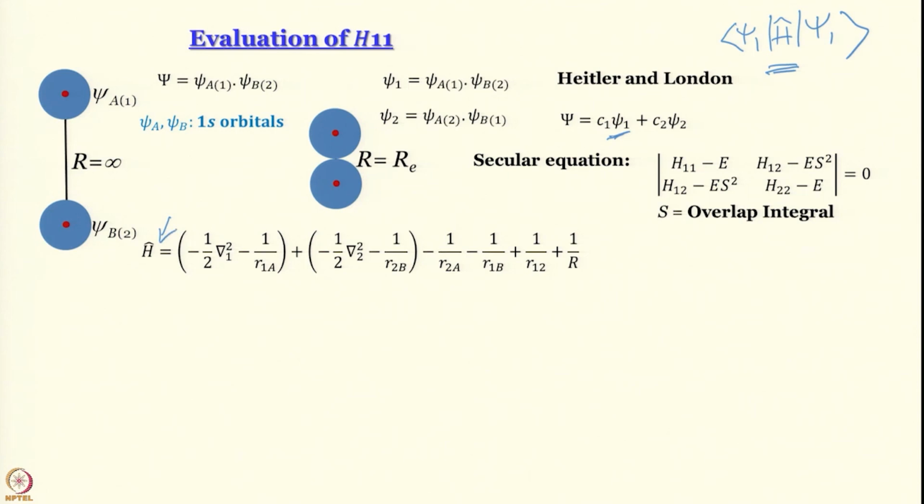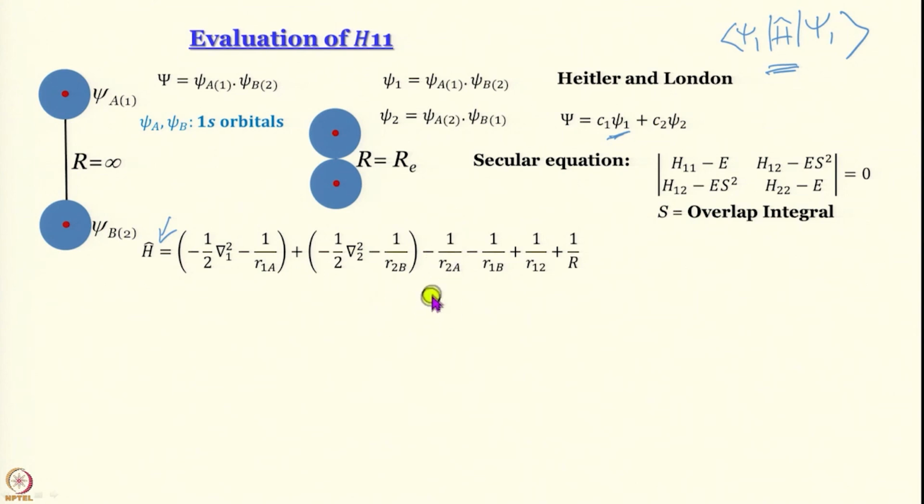Here all we have done is we have written it in atomic units, and we have also clubbed the one-electron terms. In the first bracket what you have is minus half del 1 square minus 1 by r1a. r1a means the separation between electron number 1 and nucleus A. So, this is the one-electron Hamiltonian for electron number 1 in atom A. Similarly, the second one is the one-electron Hamiltonian for electron number 2 in atom B.